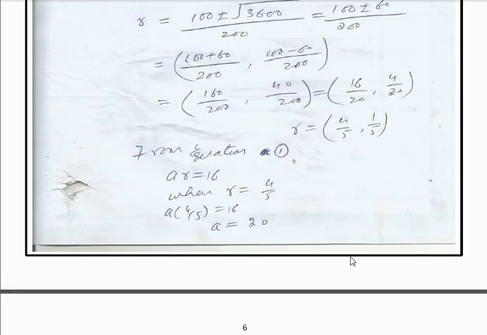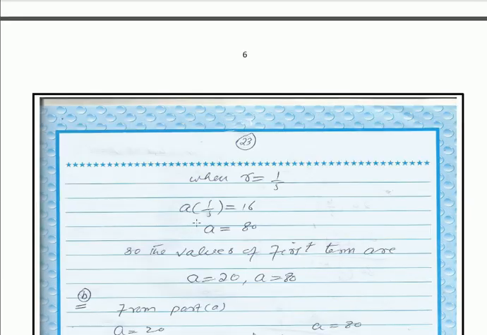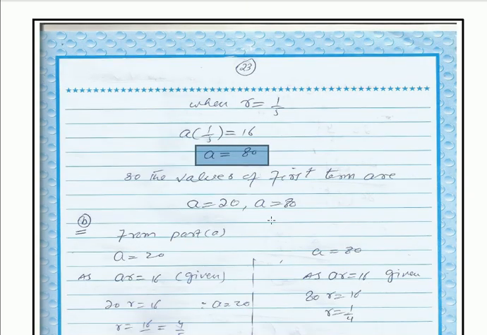So from equation 1, as ar is equal to 16, when r is equal to 4 over 5, we get a equal to 20. And when r is equal to 1 over 5, we put this value in the same position and get a equal to 80. So the values of the first term are a equal to 20 and a equal to 80.